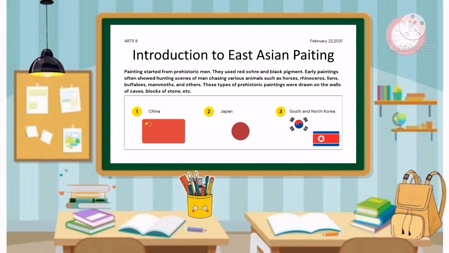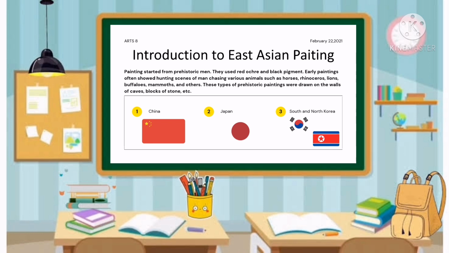Introduction to East Asian painting. Painting started from prehistoric men. They used red ochre and black pigment. Early paintings often showed hunting scenes of man chasing various animals such as horses, rhinoceros, lions, buffaloes, mammoths, and others. These types of prehistoric paintings were drawn on the walls of caves, blocks of stones, and so on.